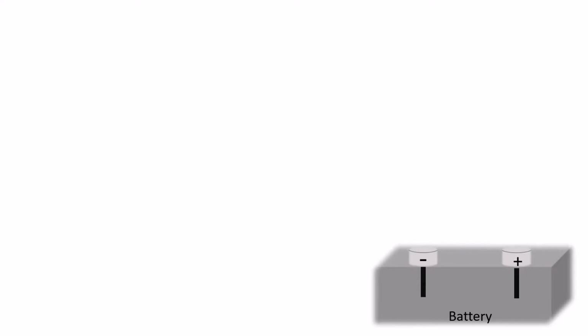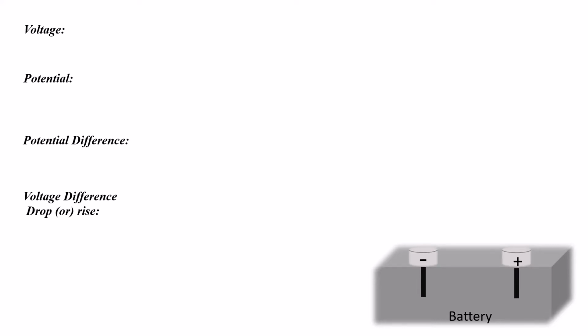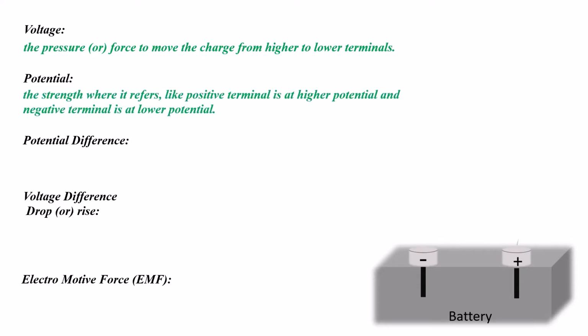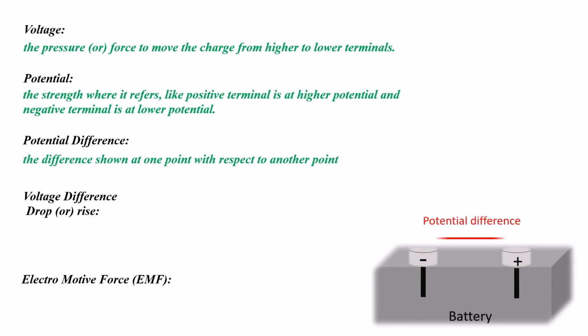In understanding the concept of voltage, there are many confusions regarding the terminology used in electrical circuits, which includes voltage, potential, potential difference, voltage difference, drop or rise, and electromotive force, EMF. Voltage is the pressure or force to move the charge from higher to lower terminals. Potential is the strength, where the positive terminal is at higher potential and the negative terminal is at lower potential. Potential difference is the difference shown at one point with respect to another point, like the value of higher potential with respect to lower potential.